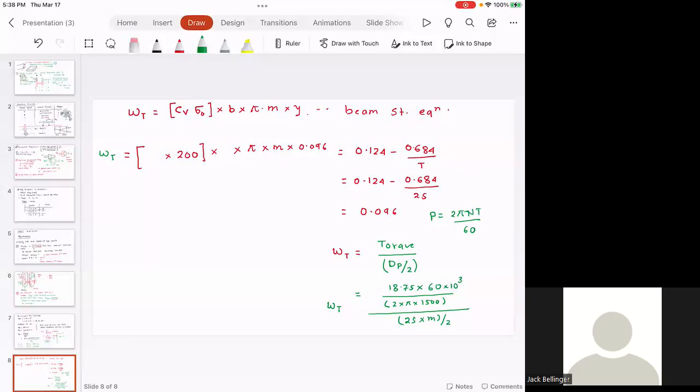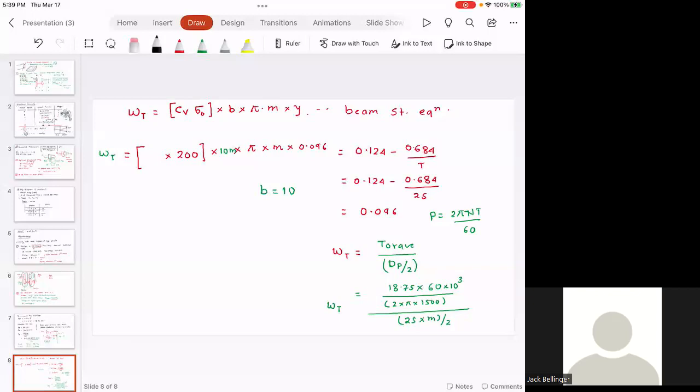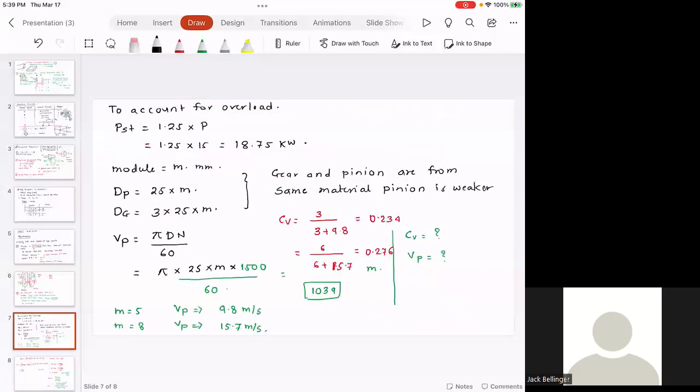For only the first problem, I want you to assume B. So what do you assume as B? 10 times M? Good enough? B by M ratio is 10. 8 to 12 is for spur gear. So 10. So I can write here 10 times M. And I would repeat this. I'll first do it for 0.23 and I would repeat it for 0.27.